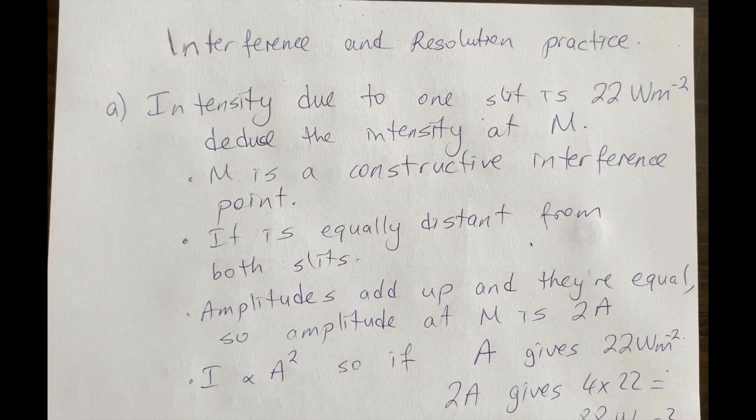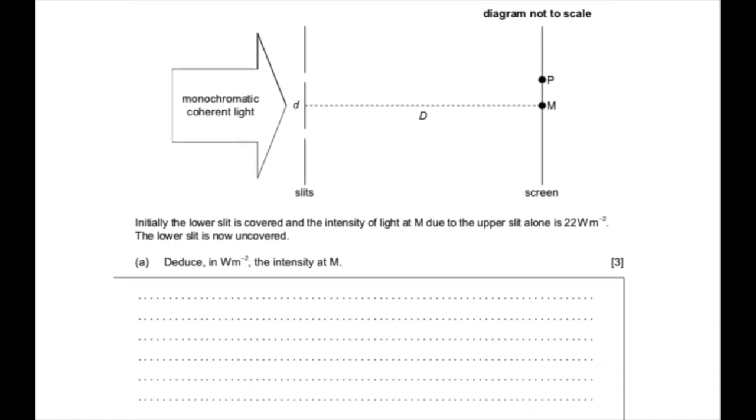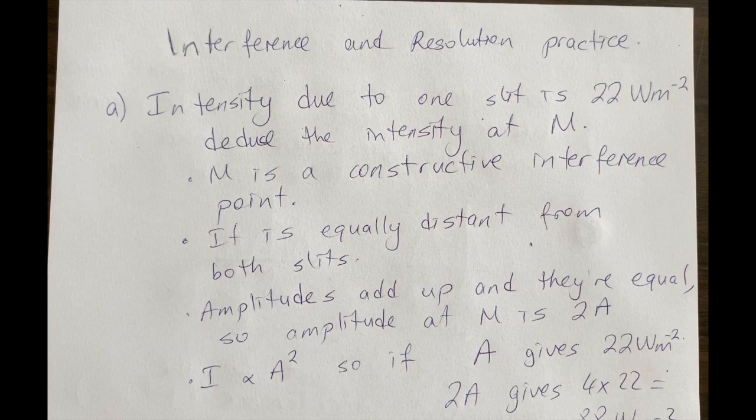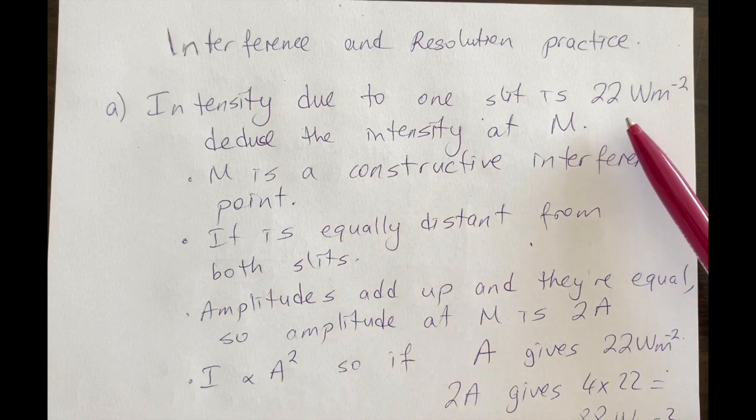Hello, this is an extra video to explain solutions of an extra question set on interference and resolution practice. We are told that the parallel slits have negligible width. That means we assume they are point sources. We're given that the intensity due to one slit is 22 watts per meter squared at point M.